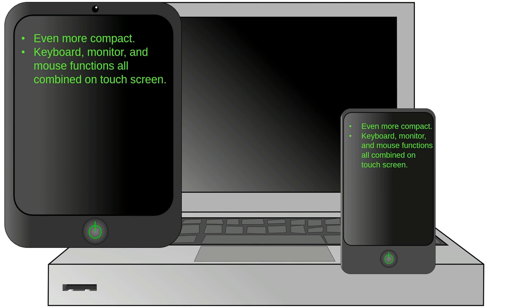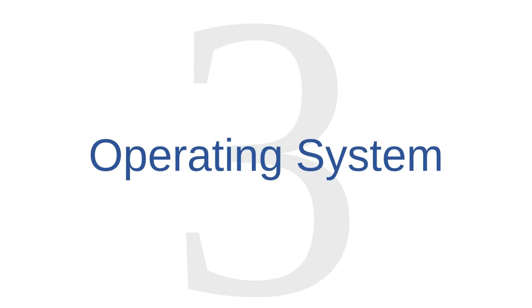Tablets and smartphones come in even smaller packages, and they replace both the keyboard and the mouse with a touchscreen display. Tablets and smartphones also replace those boxy data storage devices from a desktop, like the hard drive and the CD and DVD drives, with internal flash-based storage. So that's the hardware of a computer. Now let's move on to the third layer of this computer system, the computer's operating system.